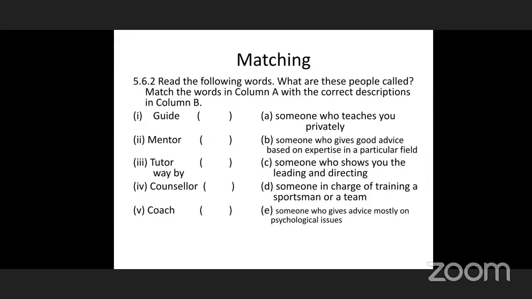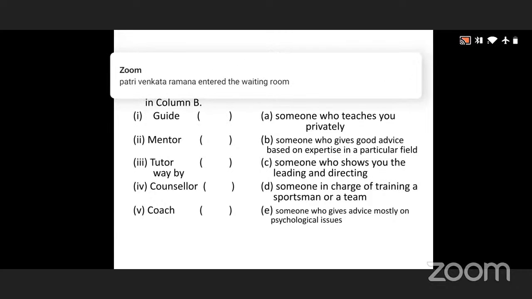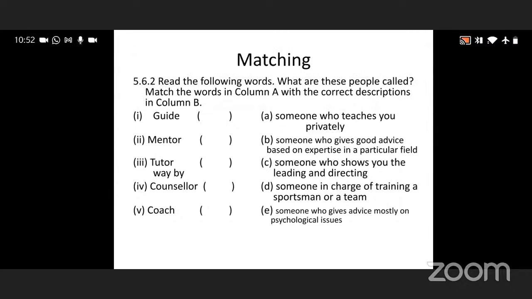Next, the fourth one is counselor. This word has become very famous and is used a lot these days: someone who gives advice mostly on psychological issues. For your information, in politics or administration, in gram panchayats and municipalities, an elected representative for a particular ward is also called a counselor. But here, as per the choices given, we need to select one answer. So the exact answer is someone who gives advice mostly on psychological issues.